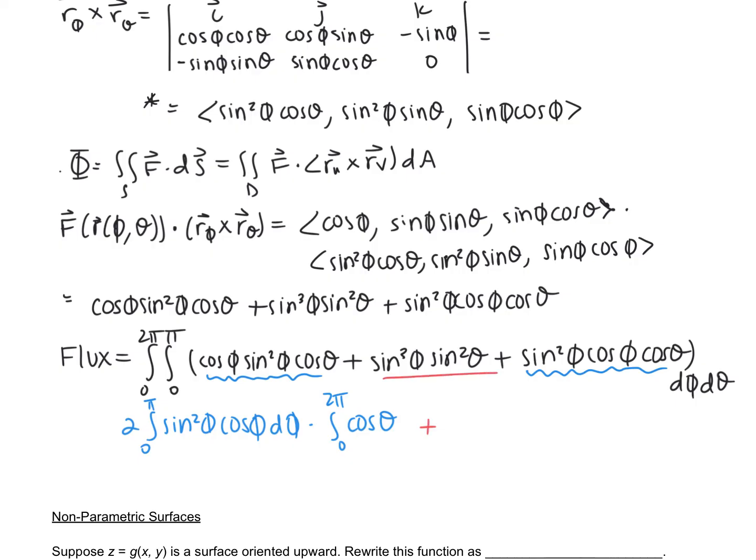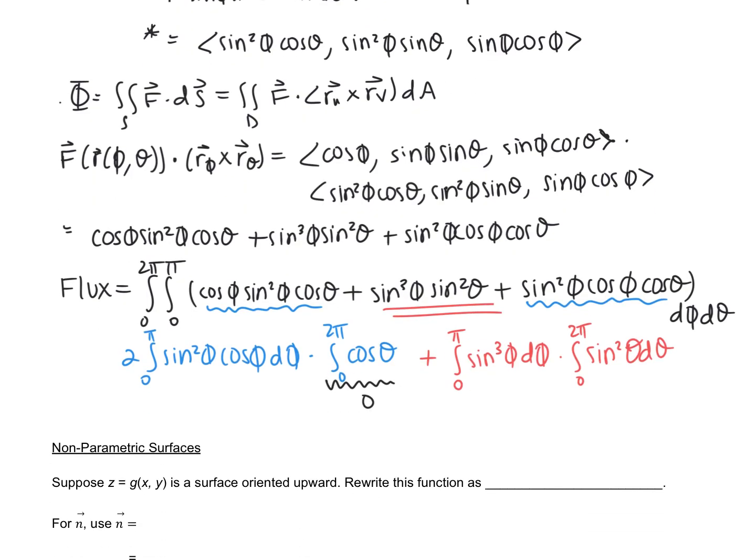Similar idea for this term. I can separate phi and theta. So this gives me the integral from 0 to pi of sine cubed of phi d phi multiplied by the integral from 0 to 2 pi of sine squared of theta d theta. And then here's what I wanted to show you. What is super nice, if you recognize this right off the bat, is that the integral from 0 to 2 pi of cosine of theta is just 0. If we think about the curve of cosine, the area is the same above and below the x-axis. So that just gives us 0.